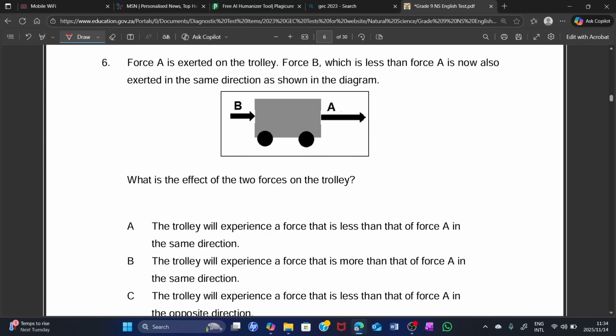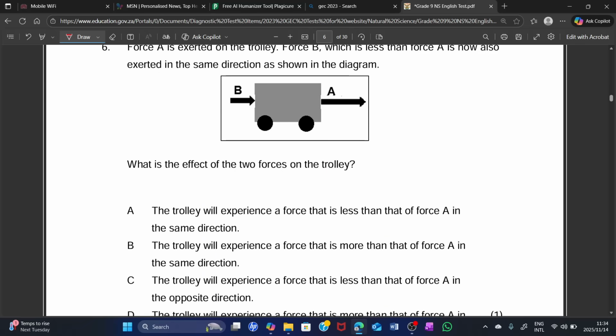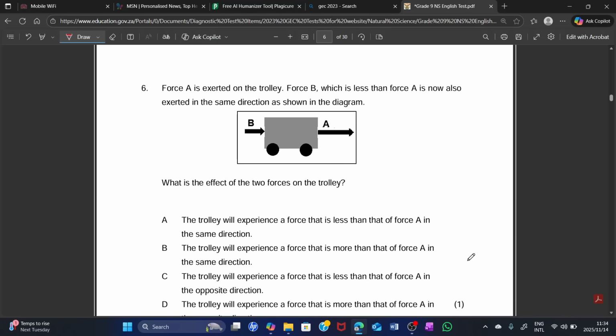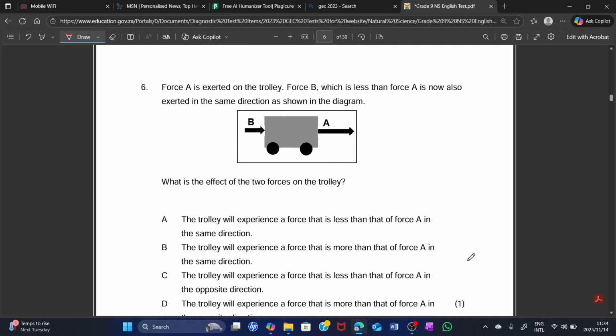Question 6. What do we have on question 6? Let's try to see what options are there. Force A is exerted on the trolley. Force B, which is less than force A, is now also exerted in the same direction as shown in the diagram, right? What is the effect of the two forces on the trolley?